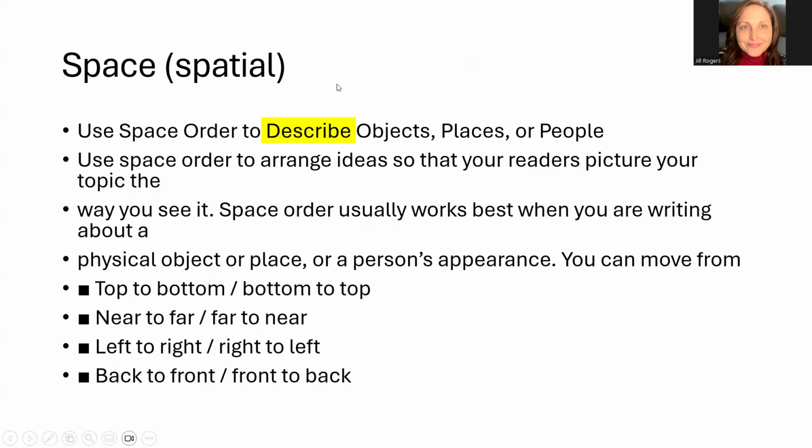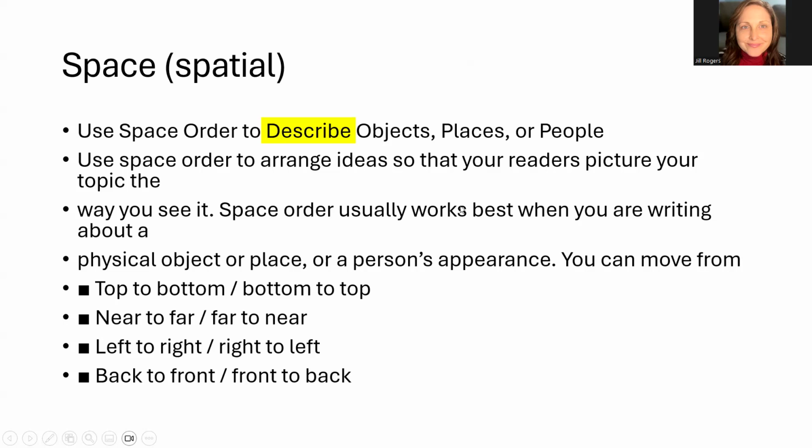The next order is called space order. You might also hear spatial order. They're the same. So use space order to describe objects, places, or people. When you write your description essay, you're probably going to use spatial order because you're describing an object, for example, or a place or a person. So you use this to arrange ideas so that your readers picture the topic the way you see it.